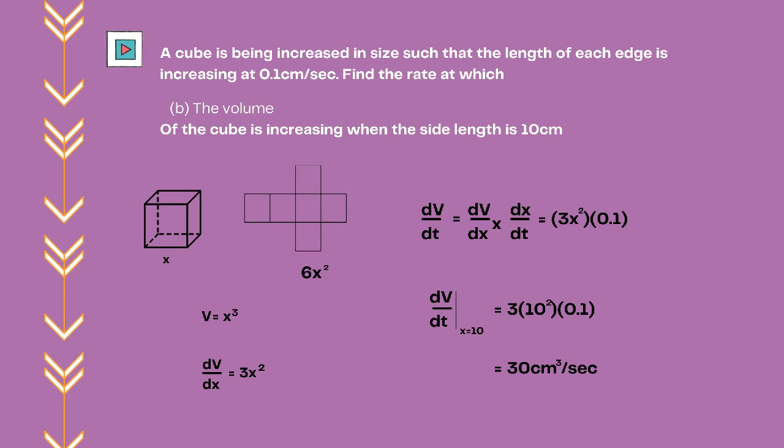So we can also use the chain rule steps. dV over dt equals dV over dx times dx over dt, which equals 3x squared times 0.1. So dV over dt when x is 10 equals 3 times 10 squared times 0.1. Just calculate as usual, just use your calculator. Then the answer is 30 centimeters cubed per second.